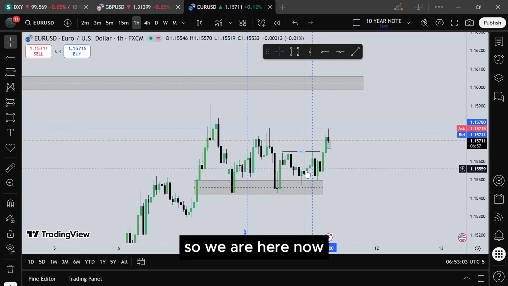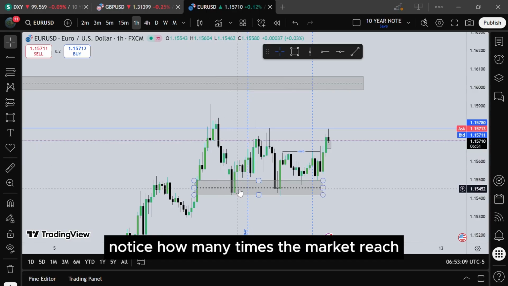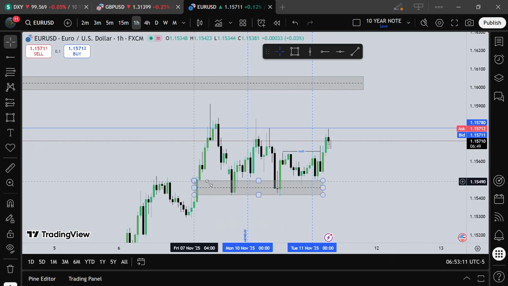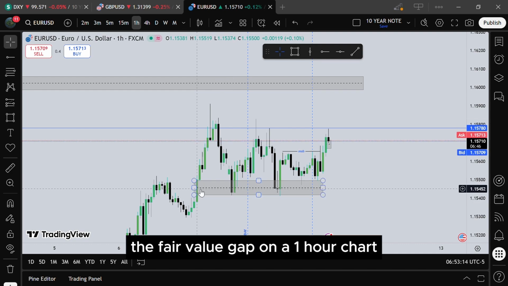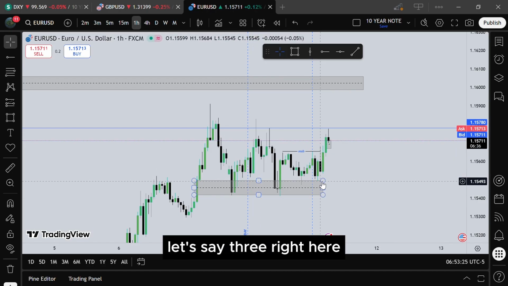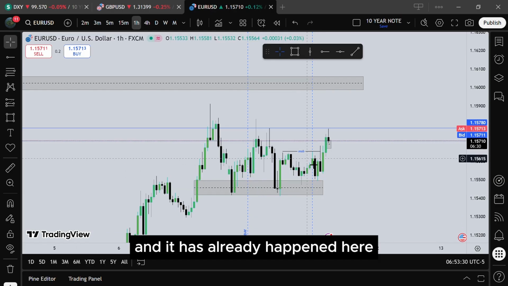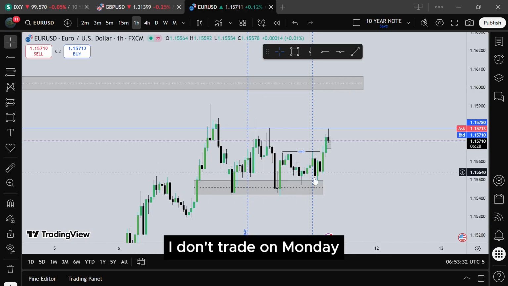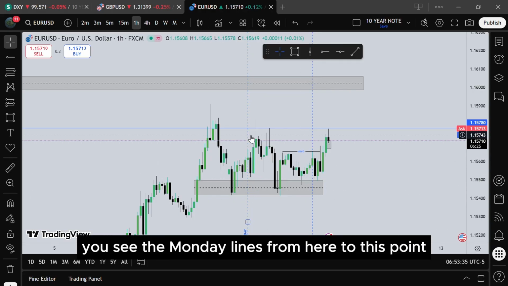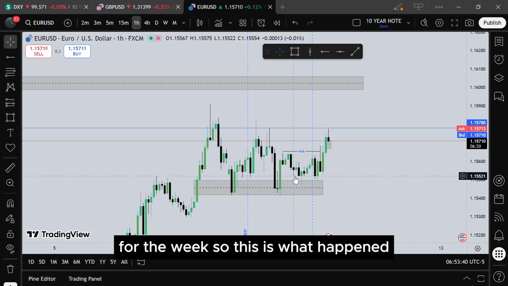So we are here now. Notice how many times the market reached the fair value gap on a 1 hour chart. You see here, one, two, let's say three, right here. So all we need to look for is a break of structure, and it has already happened here. I don't trade on Monday. You see the Monday lines from here up to this point. I don't trade on Monday. I just look for the market to give me some clue for the week.